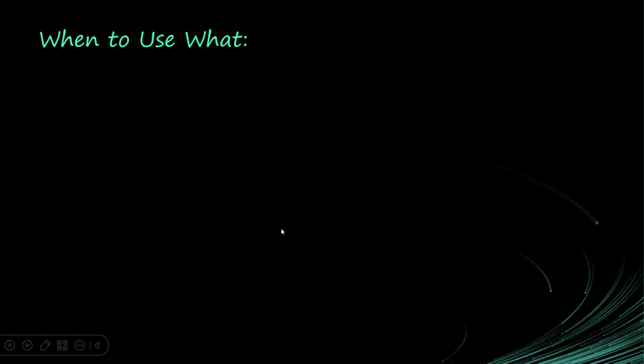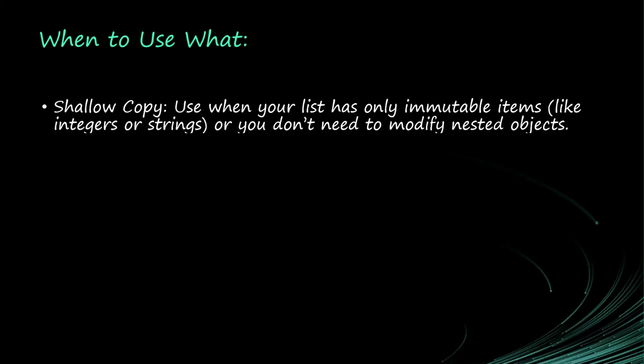So when do you use any of them? Shallow copy is best when your list has only immutable items, and you don't need to modify the nested objects. If you don't need to modify the nested objects, it's okay. You can use shallow copy.